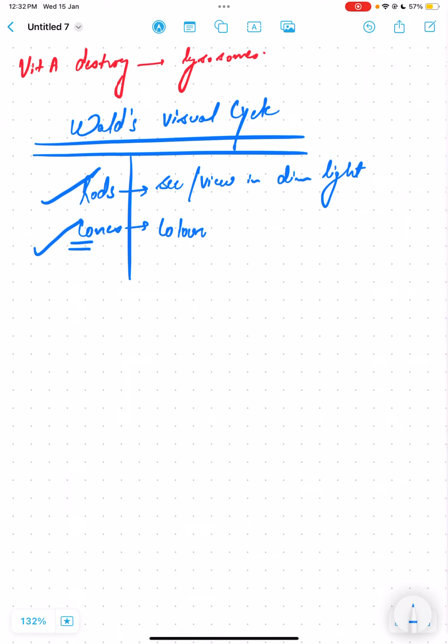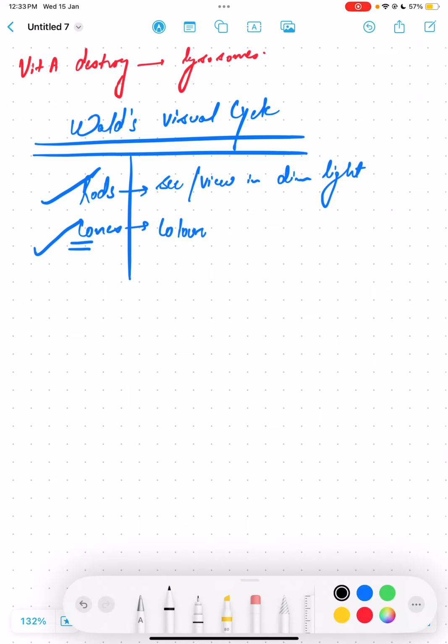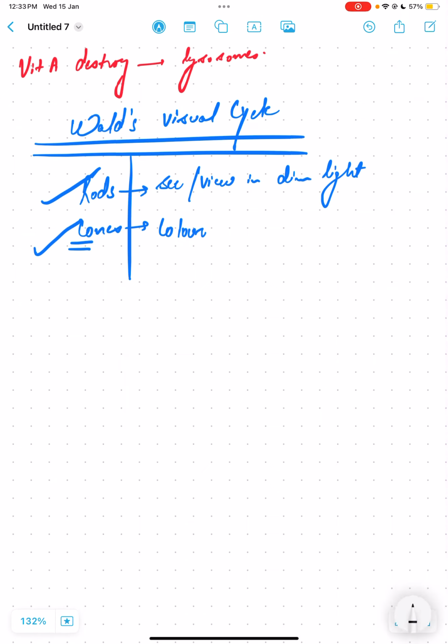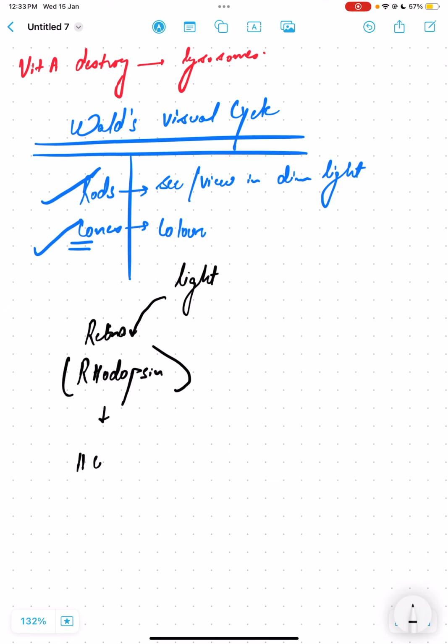Basically what happens is that in the retina we have rhodopsin. Rhodopsin is the pigment that is present in our eye. So whenever we are exposed to light, this rhodopsin will convert into 11-cis retinal along with opsin. Please break it into two: rhodopsin will break into 11-cis retinal and opsin.